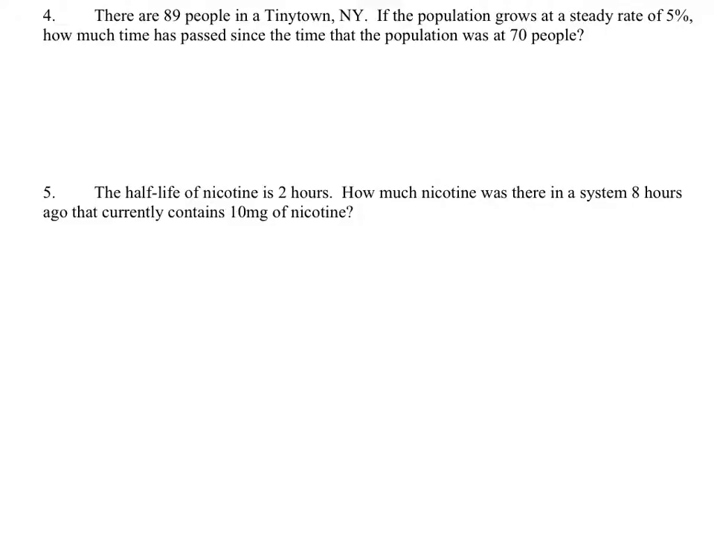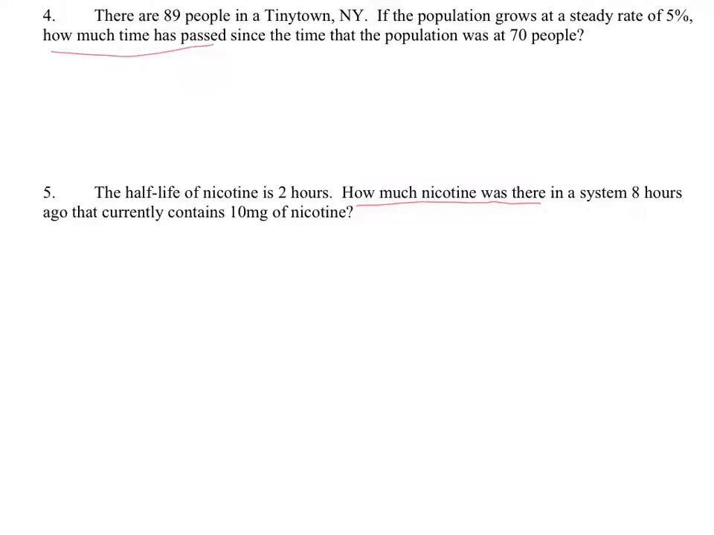So in problem 4, the question that it's really asking is how much time has passed. So we're going to need to solve for t. In question 5, the question is asking how much nicotine was there. So when we set these two problems up, we know that in the first one, we're going to be solving for t, time. And in the second one, we're going to be solving for p, how much was there initially if right now there's 10 milligrams. So I'm going to talk about the differences in solving for those two variables.